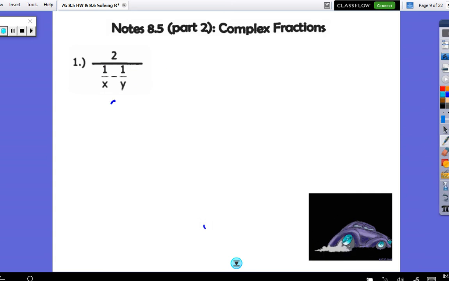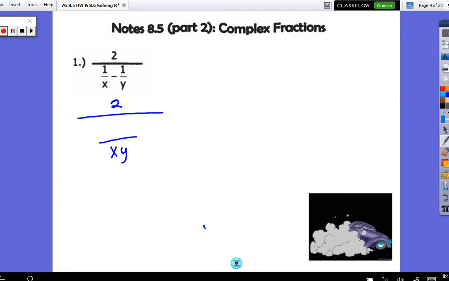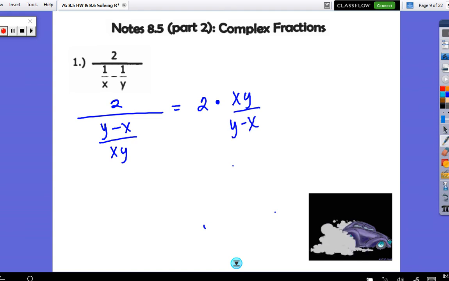All right, so we're going to leave the 2 alone. The common denominator is xy. So the 1 is going to need a y, and this one over the y is going to need an x. So now we're ready. We can flip. So it's going to be 2 times xy over y minus x. Now here we can't factor anything, but now we can multiply together. So our final answer is going to be 2xy over y minus x.